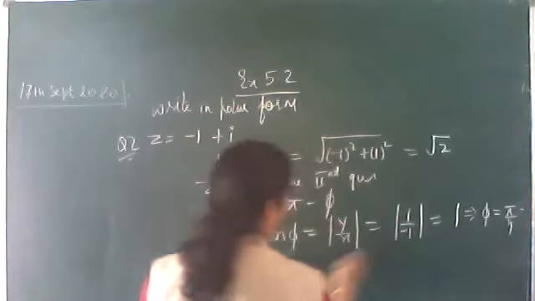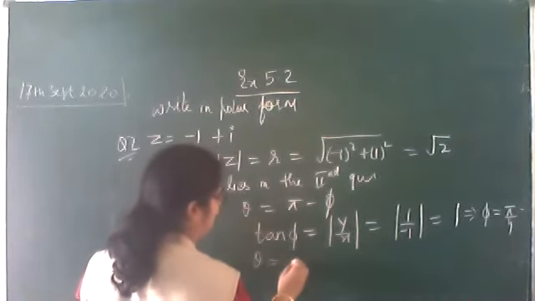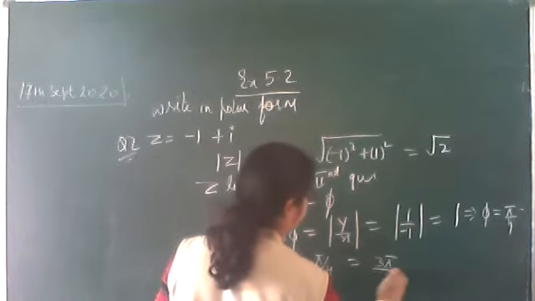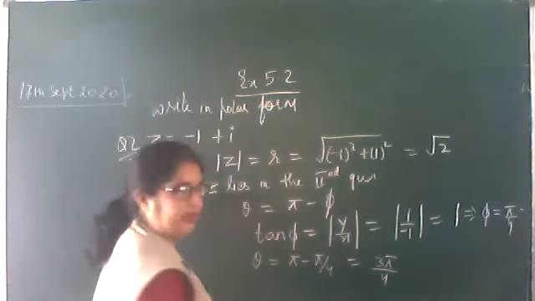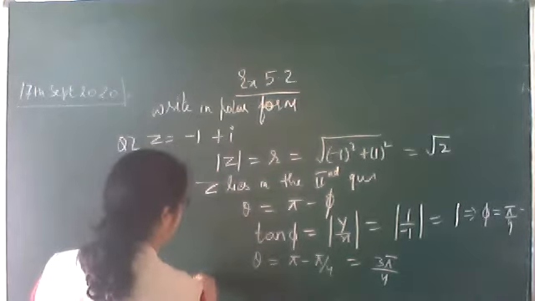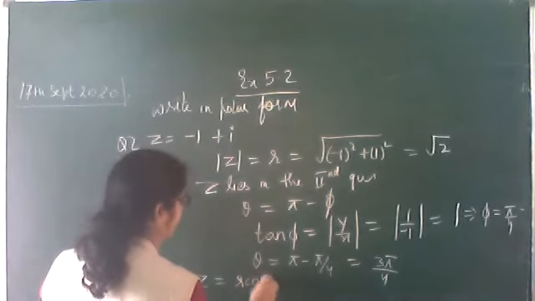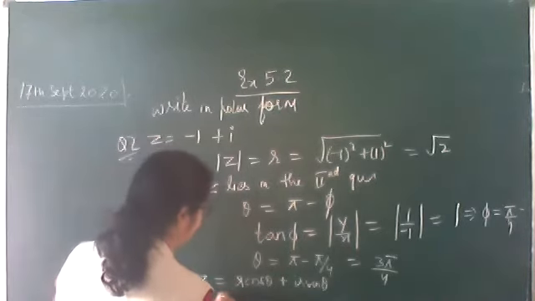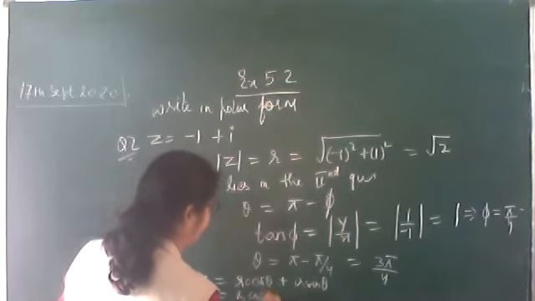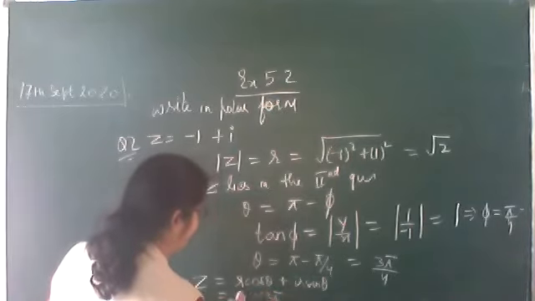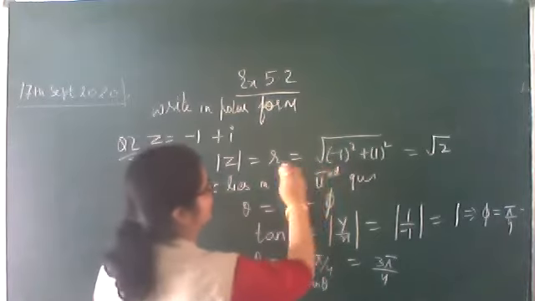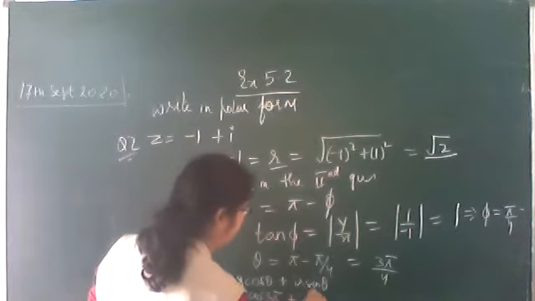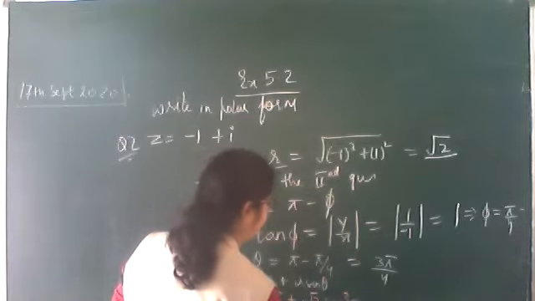So if phi is equal to pi by 4, so your theta will be equal to what? Pi minus pi by 4, that is equal to 3 pi by 4. Clear? So your polar form z is equal to what? You know that r cos theta plus iota r sin theta. So it can be written as r cos of 3 pi by 4. Now instead of r we can write root 2, the value of r is root 2. Root 2 cos 3 pi by 4 plus iota root 2 times sine of 3 pi by 4.